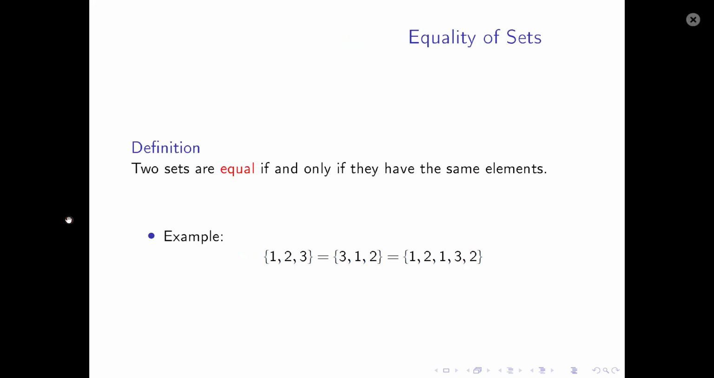So let's talk about something that we've not talked about yet, equality of sets. Suppose I have two sets, A and B. How do I know if they're equal? Only if they have the exact same elements. This is actually a great example: 1, 2, 3, and 3, 2, 1 are the same elements in a different order. 1, 2, 1, 3, 2 is also the same set because it doesn't matter if I repeat 1 or if I repeat the 2. They're still the same set.